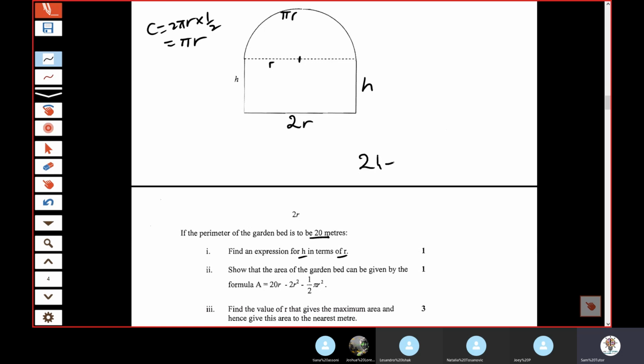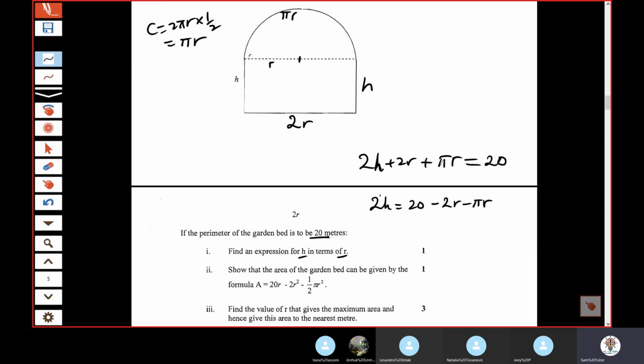2h plus 2r plus pi r. No, why another 2r? Because the whole thing is this and this and this and this. That's why. Perimeter is just the outside. In this question it's the outside, sometimes it might include this as well, depending on what you're building. 2h plus 2r plus pi r equals 20. And then 2h equals 20 minus 2r minus pi r.